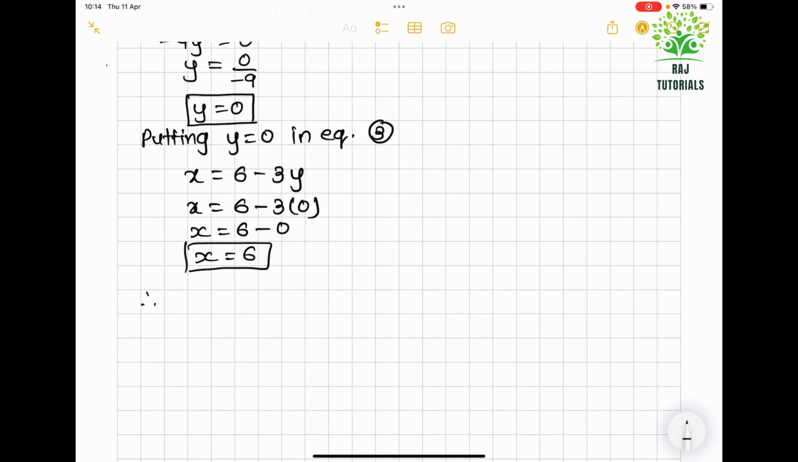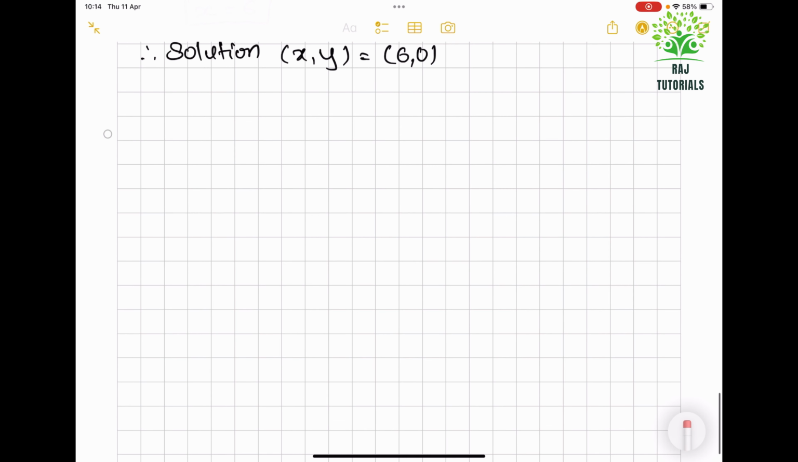So I can say therefore solution x comma y will be equal to 6 comma 0. Now moving to the third method of solution of linear equations, that is elimination method. See, out of the three methods, this is the easiest method.